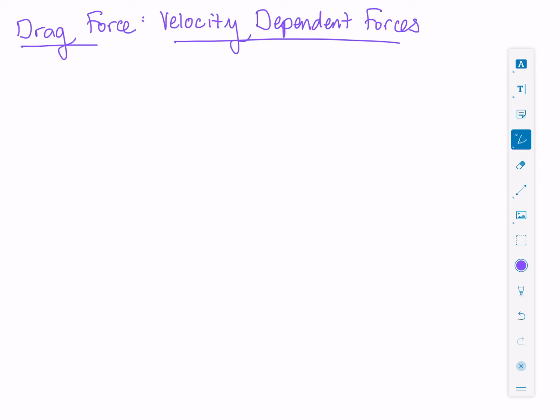More notes. Today we get to talk about a topic called drag force or velocity-dependent forces. This has come up in class, and I usually just say, oh, don't worry, we're not worrying about the drag force yet. But now I'm going to teach you about it. So if there is a drag force or any sort of air-resistant force, now you'll know how to handle it.